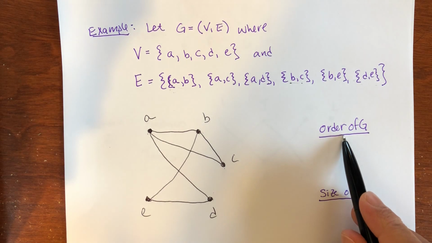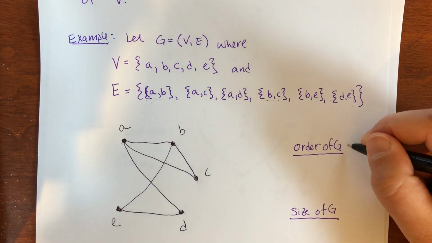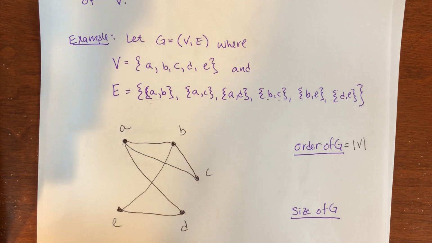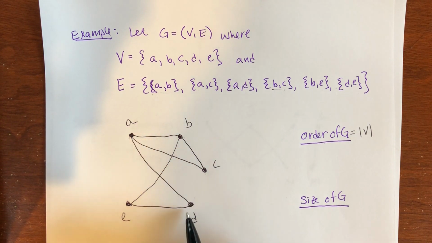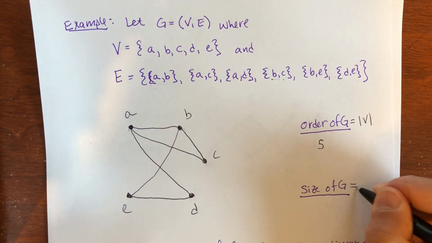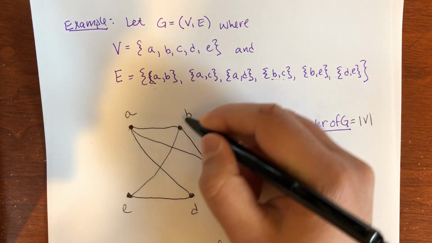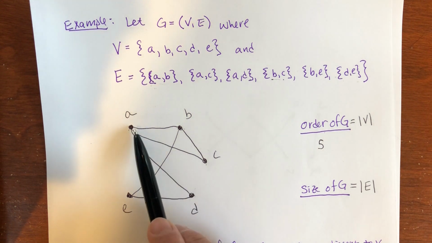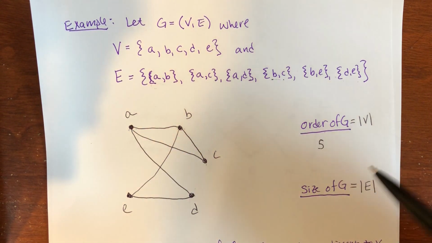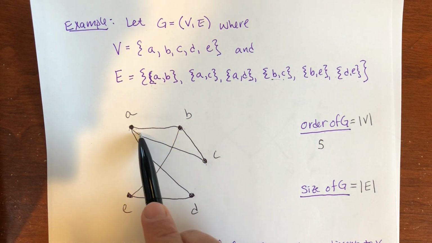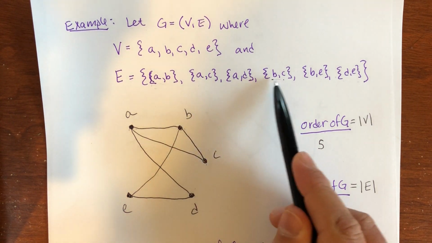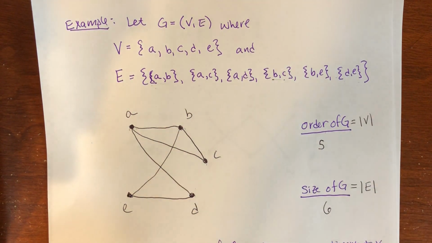Now, the order of G is defined to be the number of vertices. In other words, the order is the size of the vertex set, the cardinality of the vertex set. In this graph, our number of vertices is 5. The size of G is defined to be the number of edges in your graph, the number of connecting lines. So that's going to be the cardinality of the edge set. It's sometimes a little bit harder to count on the graph itself. You want to make sure you don't double count, but you've got 1, 2, 3, 4, 5, 6. It's easier to count it up here. This is 1 edge, 2, 3, 4, 5, and 6. So the size of this graph is 6.